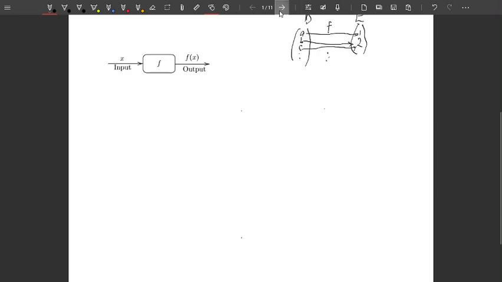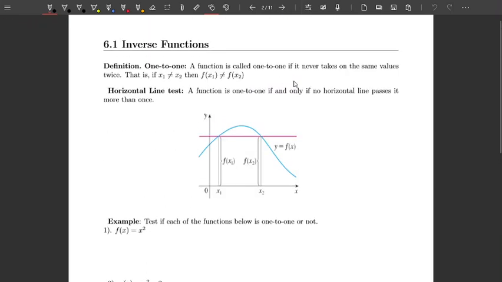Now, moving forward, we can define what a one-to-one function is. A function is said to be one-to-one if it never takes the same value more than once. What do we mean? Well, if we have x1 and x2 in the domain of the function, then if x1 is not equal to x2, if the function is one-to-one, f of x1 can never be equal to f of x2.